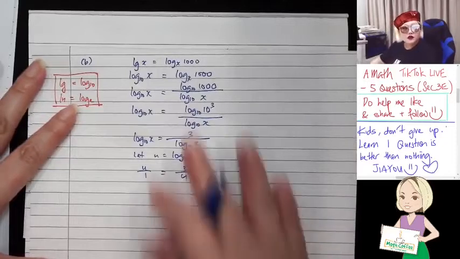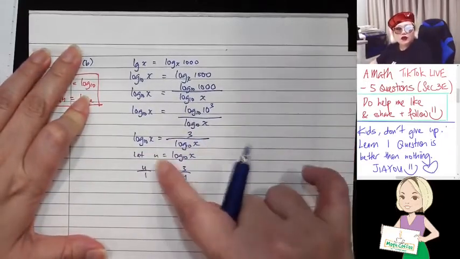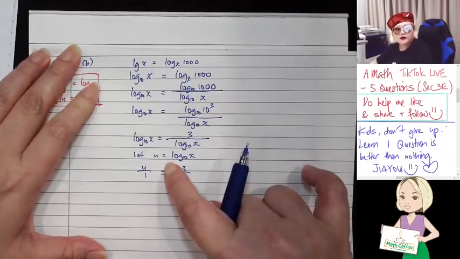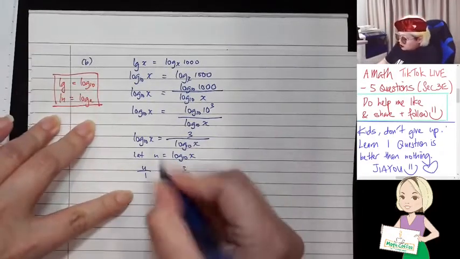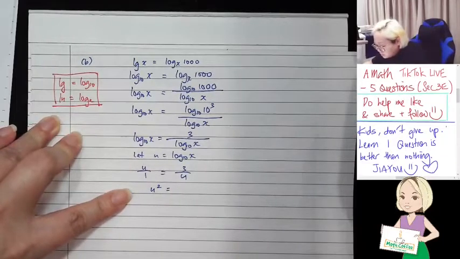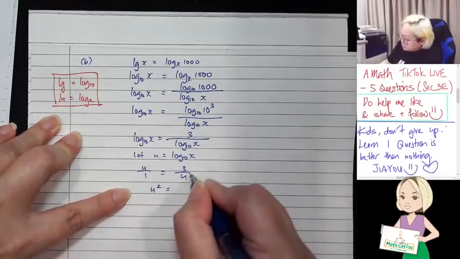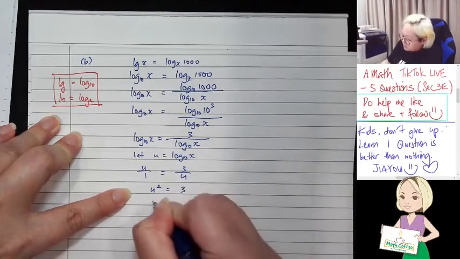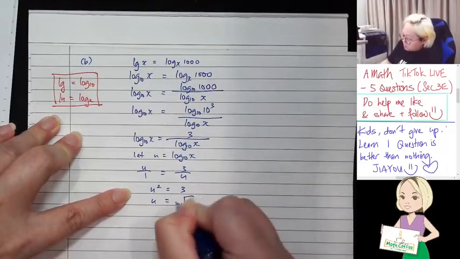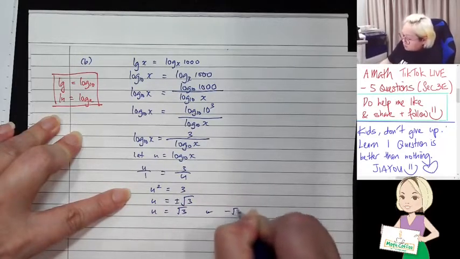Okay? So all I did was just replace the log 10 x to become u. Then after that, cross multiply, I have u squared equals 3. Cross multiply becomes this. So my u equals plus minus square root 3. So my u equals square root 3 or negative square root 3.